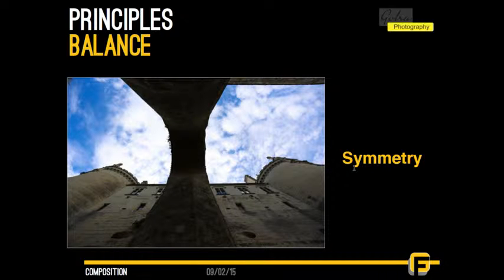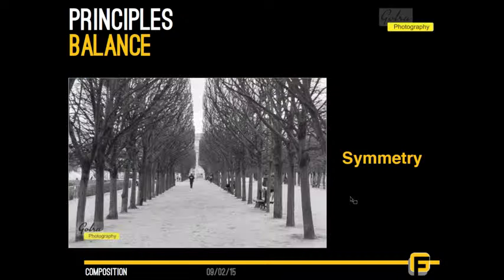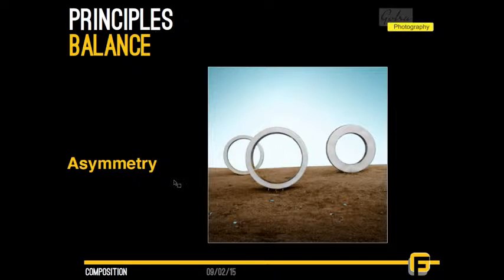Now here we have symmetry. Symmetrical balance means both sides look the same. Tower here, clouds here, clouds here. That's a symmetrical sort of balance. Here there is also a symmetrical balance: trees over here, trees over here. So what you do is make an imaginary straight line over here, and then you try to balance that line.